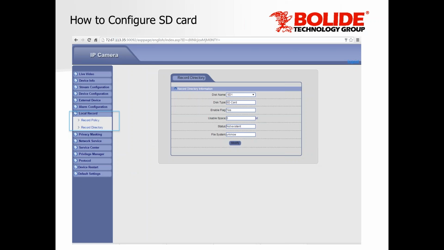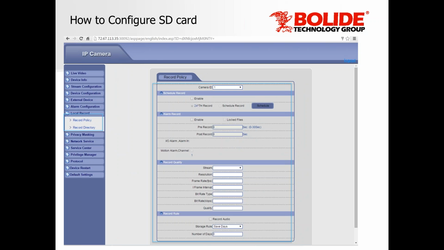So let's take a look on how to configure this. Under the local record tab in the camera settings in the web GUI, you'll see here that there's a couple different menus. The first one is the record policy. This basically is going to tell you how much space you have, the status, what kind of card it is, which in this case is an SD, and you can make any changes that you need to make here.